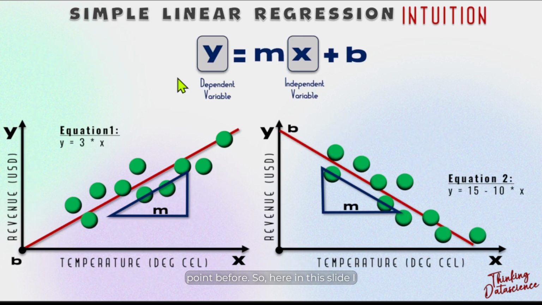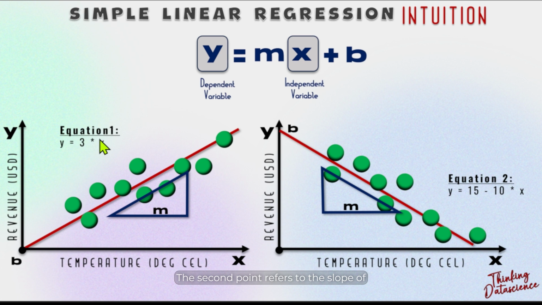So here in this slide I have two equations, y equals 3 times x and y equals 15 minus 10 times x. So let us take the first example. If you try to match the given scenario with our equation y equals mx plus b, which represents a straight line, there are a few things to consider over here. Firstly, there is no value for b, which implies that in this case b is equal to 0. This makes sense because the straight line passes through the origin, which means that there is no y-intercept. Therefore, b is 0 in this scenario.